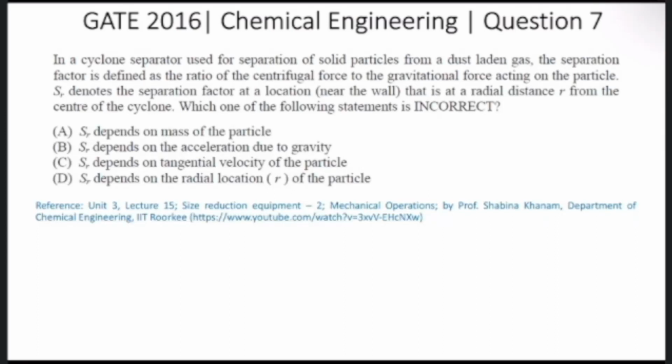Option A, SR depends on the mass of the particle. Option B, SR depends on the acceleration due to gravity. Option C, SR depends on the tangential velocity of the particle. And option D, SR depends on the radial location r of the particle.